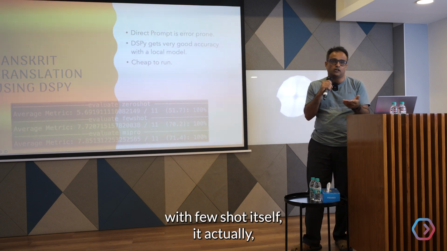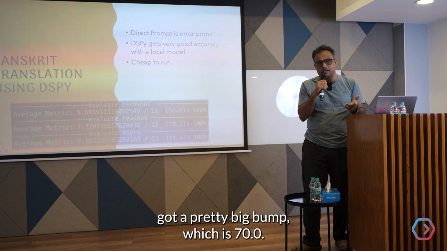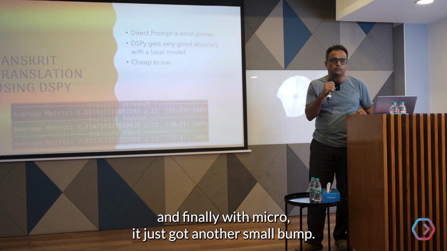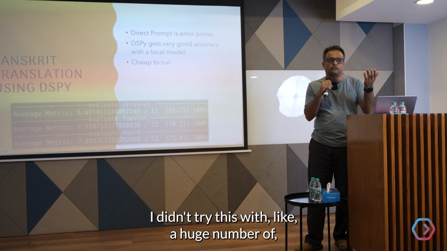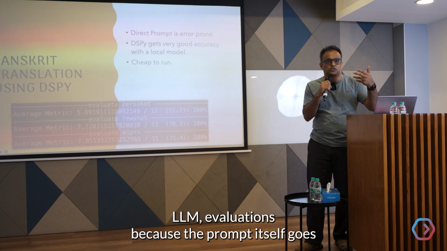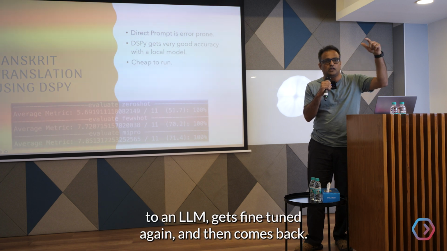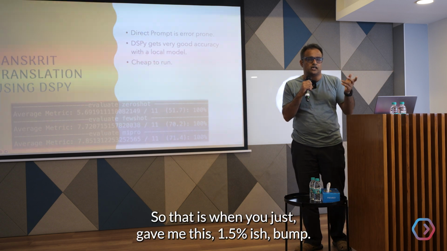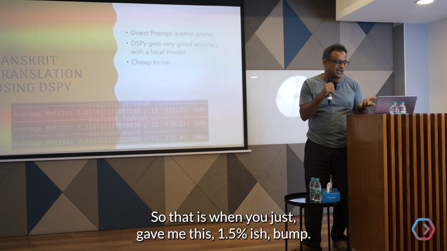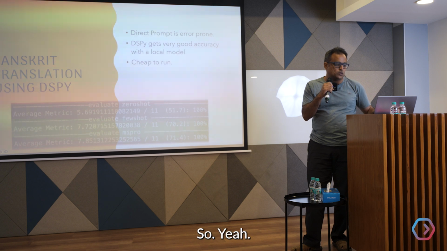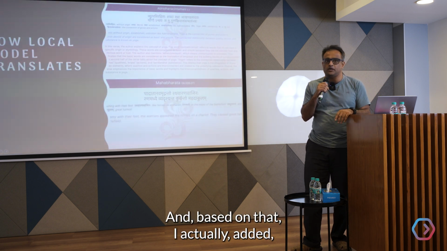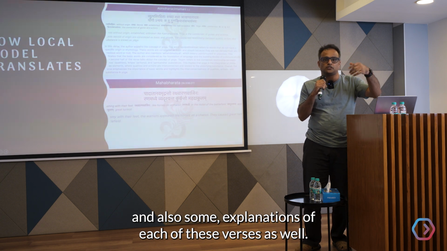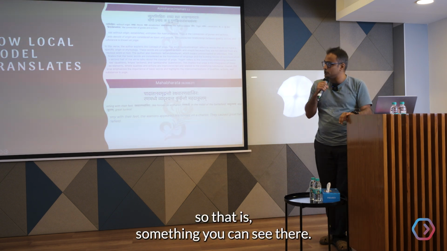So as you can see, the zero shot got 51.7%. With few shot itself, it actually got a pretty big bump, which is 70.0. And finally with MIPRO, it just got another small bump. I didn't try this with a huge number of LLM evaluations, because the prompt itself goes to an LLM, gets fine-tuned again, and then comes back. So I just gave it like 10 iterations or so. That's when it just gave me this 1.5% bump. And based on that, I actually added some translations there, and also some explanations of each of these verses as well. So that is something you can see there.